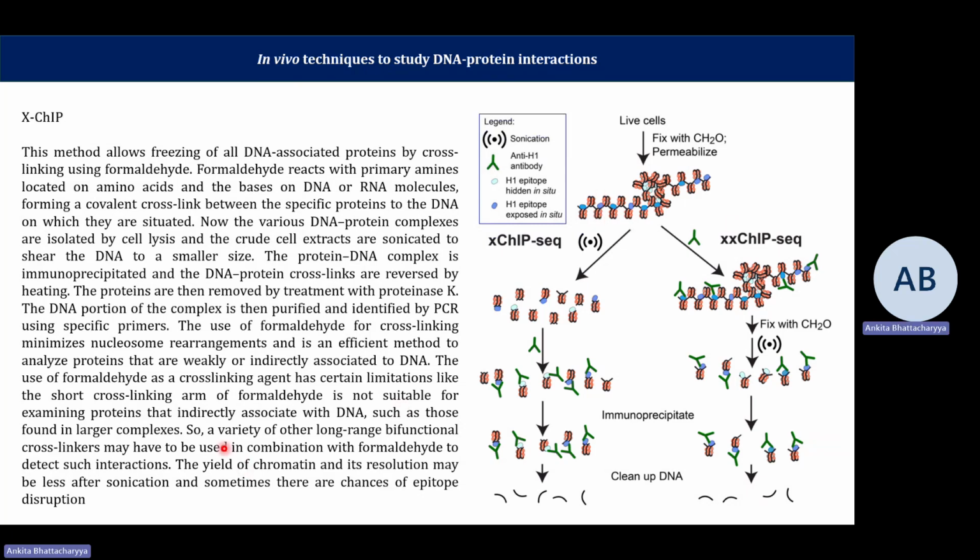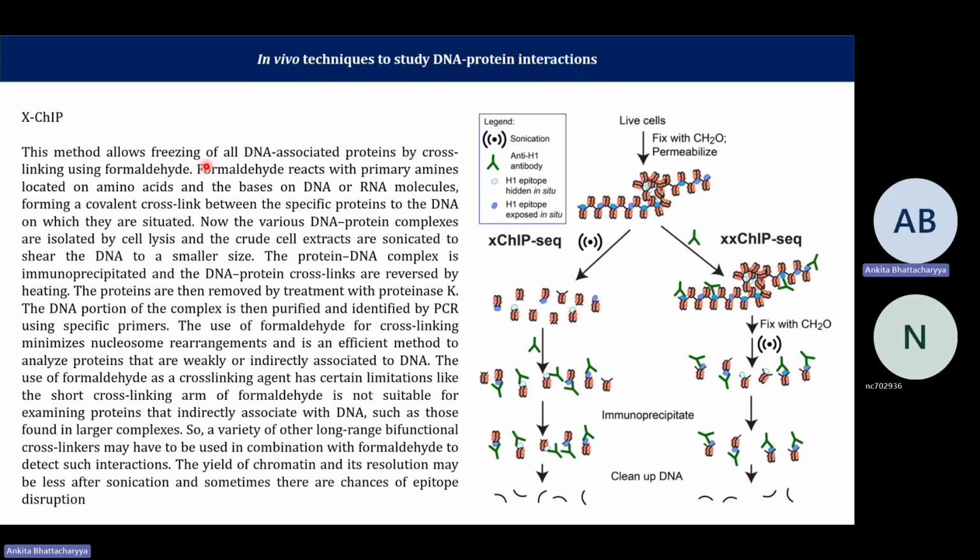So, I was talking about some variations or some alternatives to the common ChIP technique. The first one is X-ChIP. This method allows for the freezing of all DNA associated proteins by cross-linking using formaldehyde.